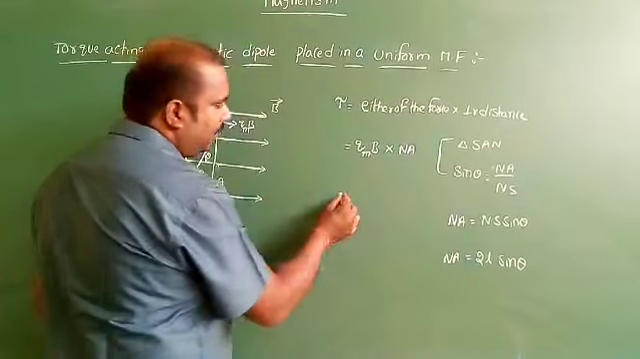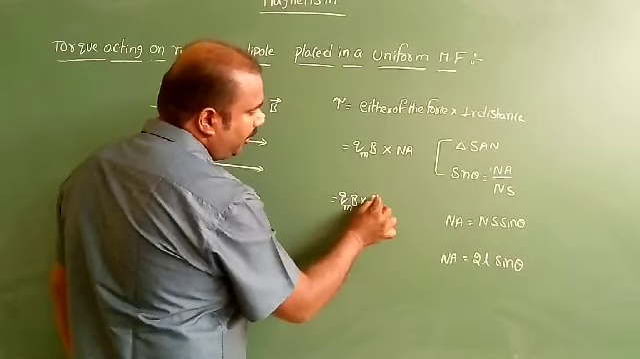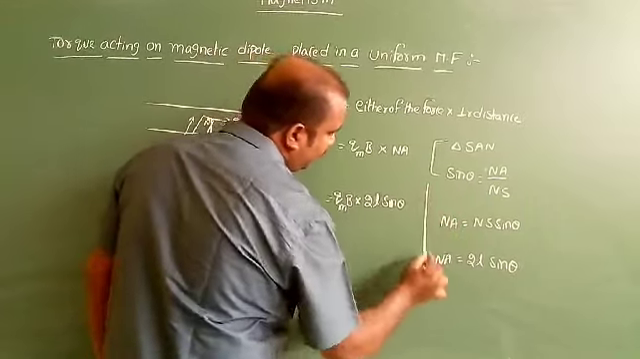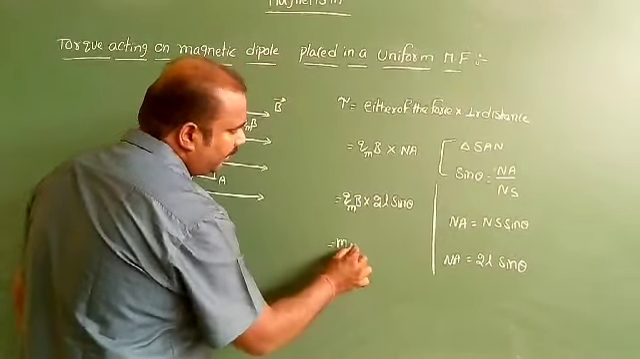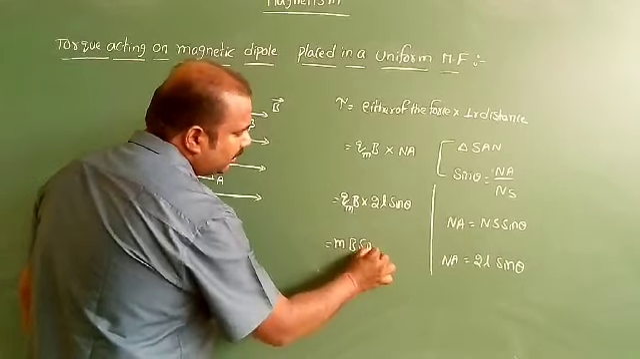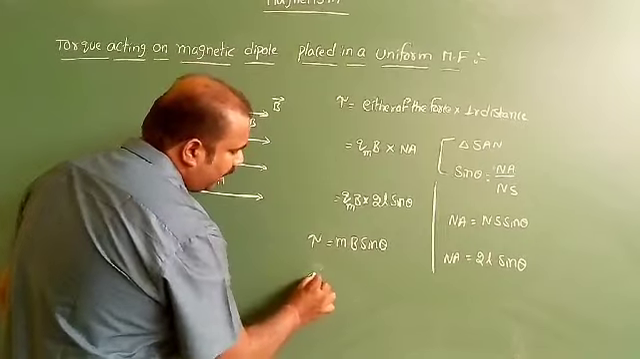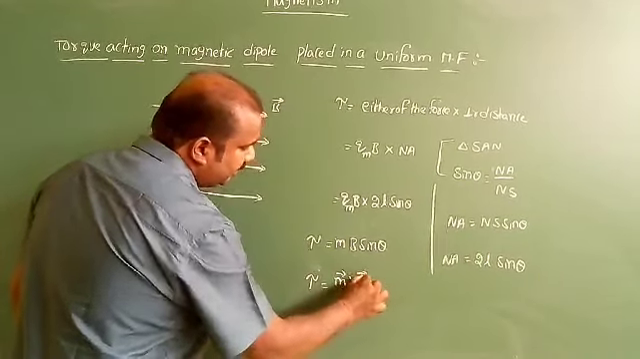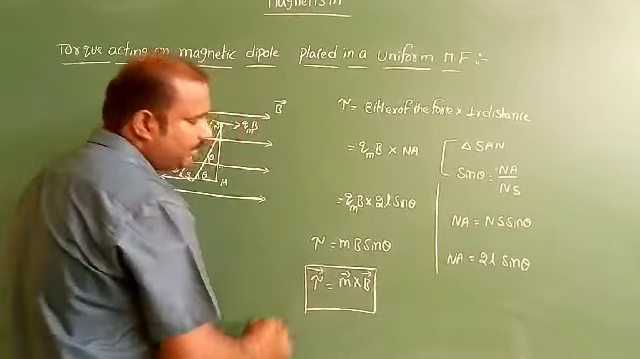Now substitute the value here. Now it will be Qm into B into 2L sin theta. Now Qm into 2L is nothing but magnetic moment, that is m, so mB sin theta, and finally torque tau is equal to mB sin theta, or tau is equal to m bar cross B bar, because this is the cross product. Torque tau is equal to m bar cross B bar.